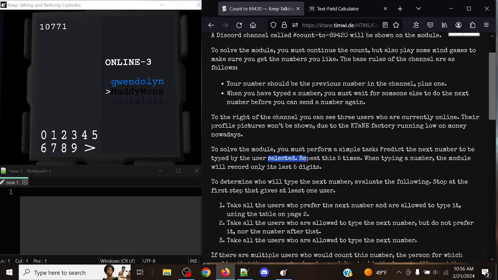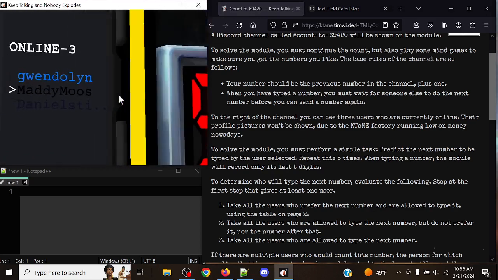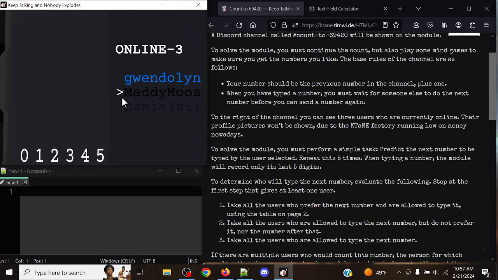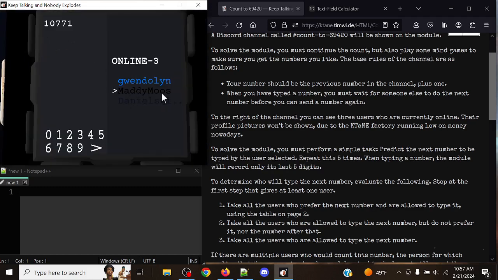And to solve the module, we must perform a simple task. We need to predict the next number to be typed by the user selected, and we have to do this 5 times. So you'll see this little arrow off to the left here, to the left of the name specifically, and that means we need to figure out at which number they would type the next number. So we need to figure that out.